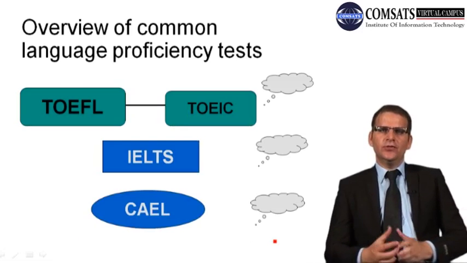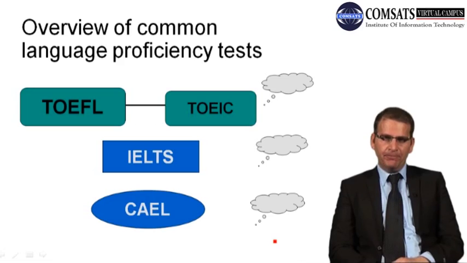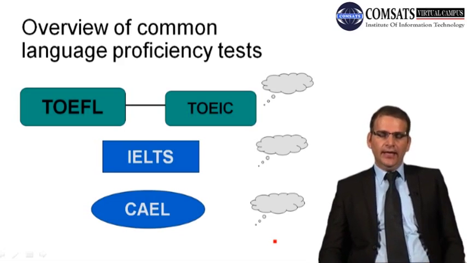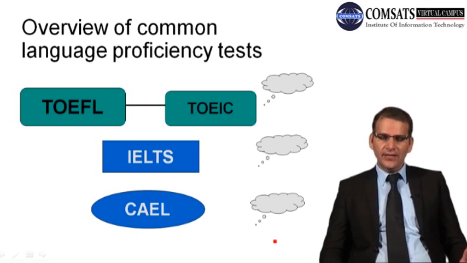Now here there is an overview of common language proficiency tests. What are these tests? First one is TOEFL, Test of English as a Foreign Language. Then TOEIC, Test of English for International Communication. And then you have IELTS, International English Language Testing System. And then CAEL, Canadian Academic English Language. These are, of course, common tests.